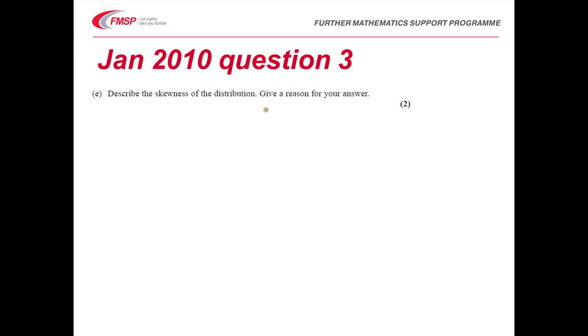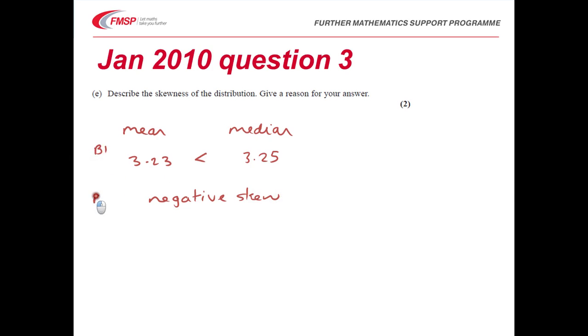We're then asked to describe the skewness. Now the question has asked us to calculate the mean and also to estimate the median. So in this particular case we can use these two as our measures of skew. The mean is 3.23, our median is 3.25, and we can see that the mean is less than the median. Because the mean is less than the median, we can say that there is negative skew. In this case we're going to get a B mark for using the statement, and what's called a dependent B mark. In other words, you can't get this question just by writing negative skew. You need to give a reason for your answer.